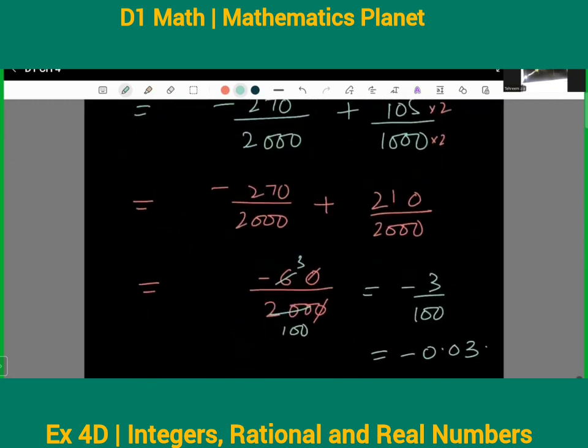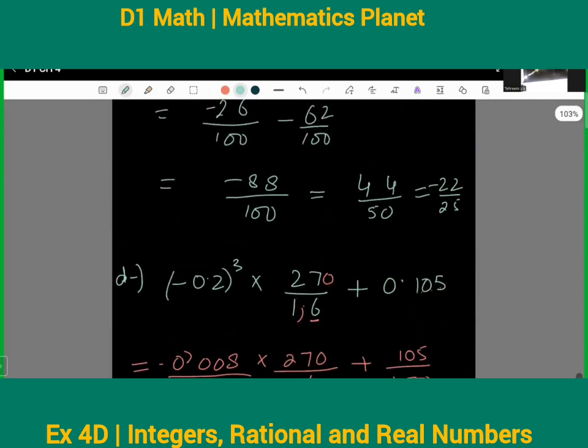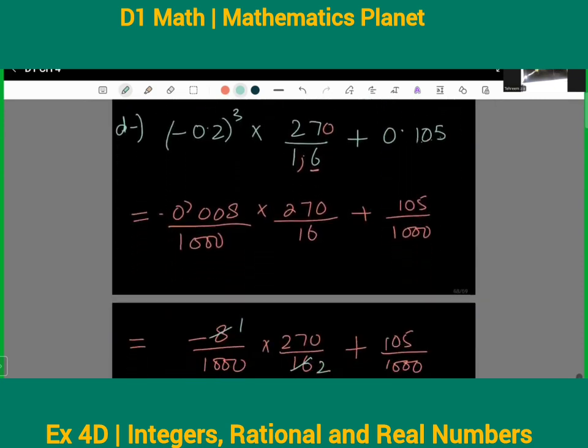You can do D part once yourself. Also, you can check it on the screen. If you have any problem, you can ask me. I'm giving you 2 minutes to repeat D part on your notebooks. If you have any problem, you can ask me.